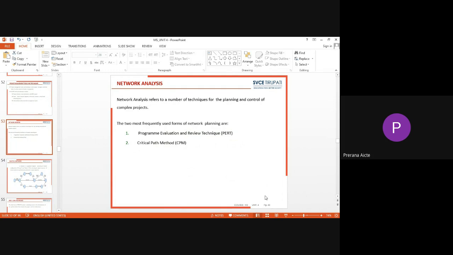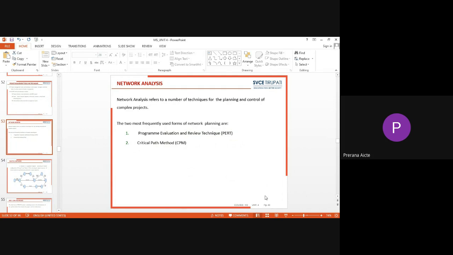Here, the two most important techniques which are used for project management are the program evaluation and review technique and the critical path method, which is CPM. There are many other techniques available for network analysis, but these two are the most important techniques, which can be applied very frequently and can be used efficiently for estimating the project duration.